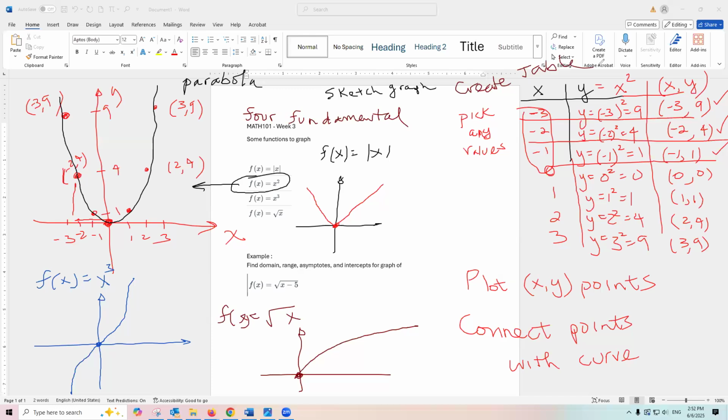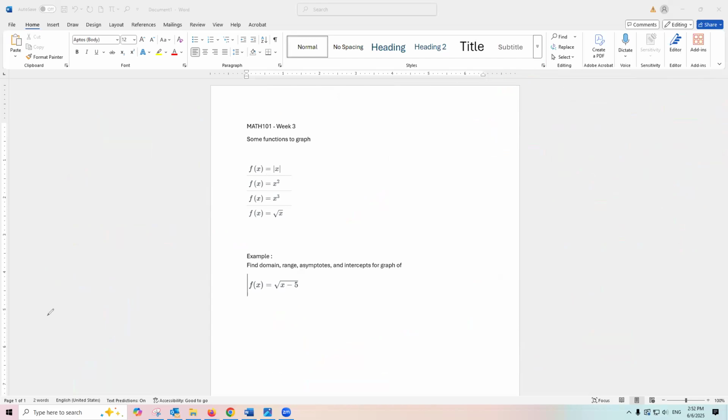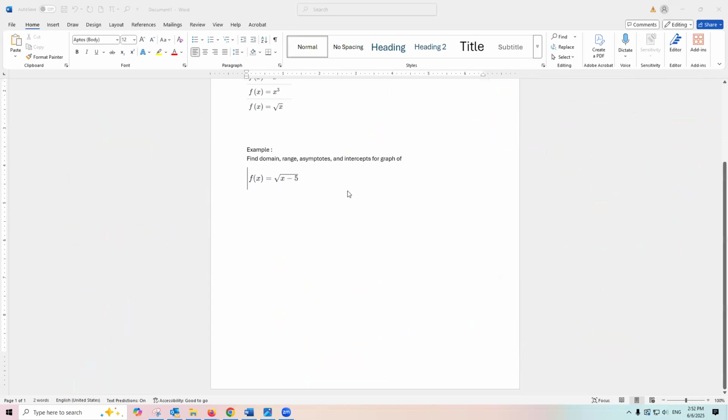Right, and if you plot a few points like this, you'll be able to see the general shape of these graphs. All right, let me go to my next example, which is finding the domain, range, asymptotes, and intercepts for this graph, square root of x minus 5.